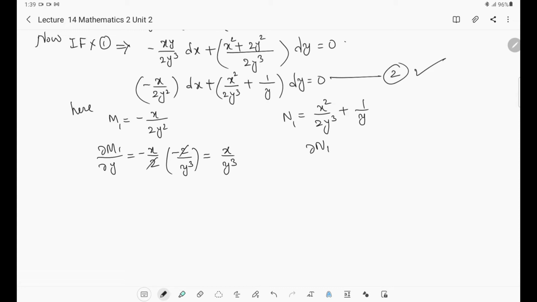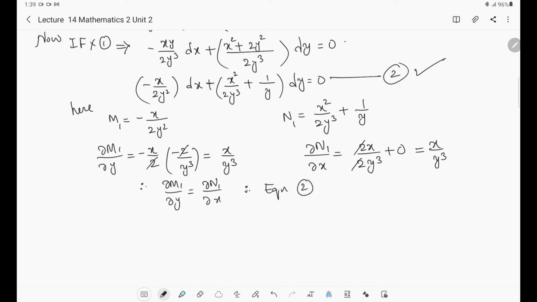Now let us find dou n1 by dou x. x square derivative is 2x by 2y cube as it is, plus 1 by y derivative, no x in 1 by y, so derivative is 0. So 2 will get cancelled. What will remain here? x by y cube. See, now we got x by y cube here and x by y cube here. Therefore dou m1 by dou y is equal to dou n1 by dou x. Therefore equation 2 is exact.